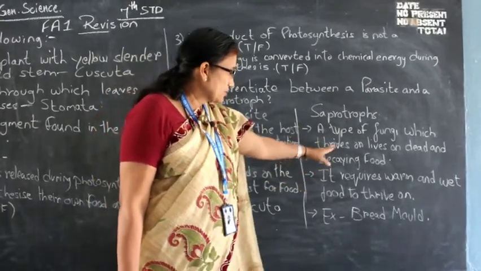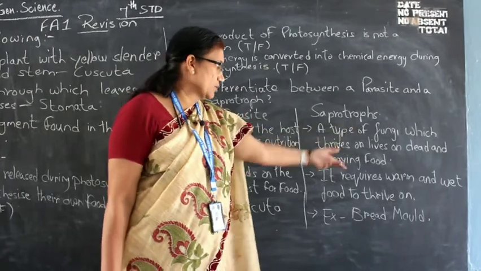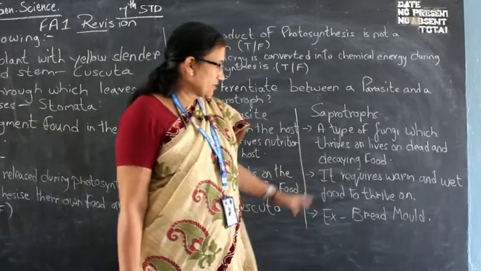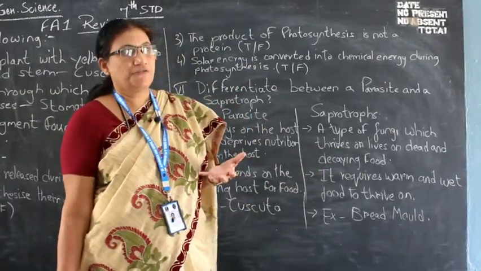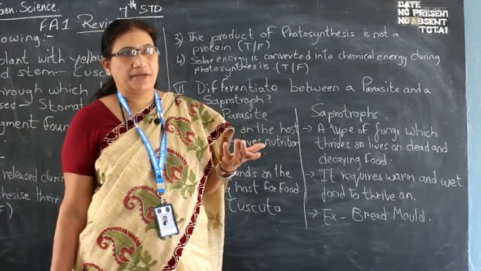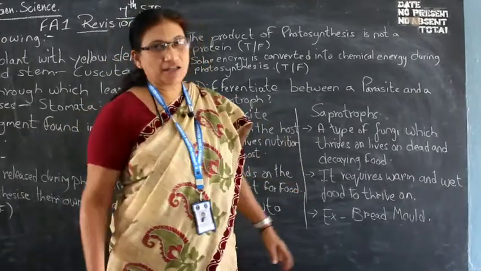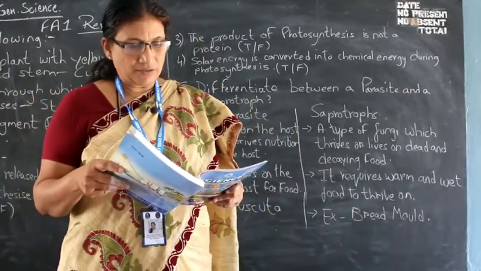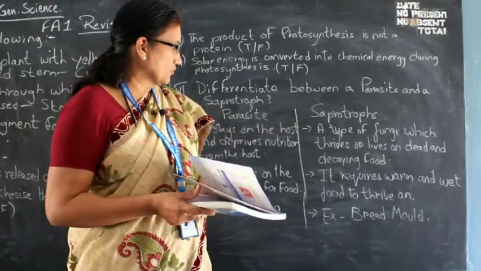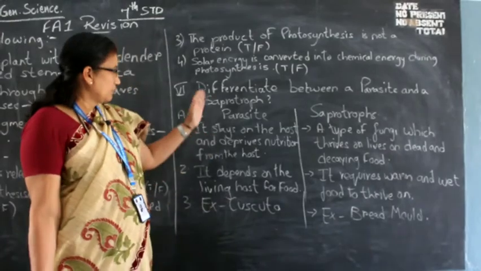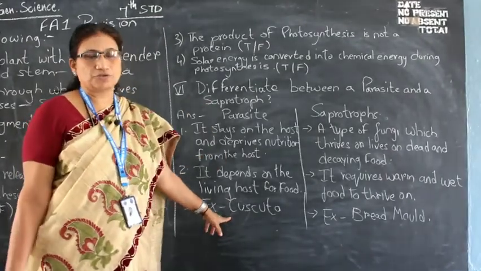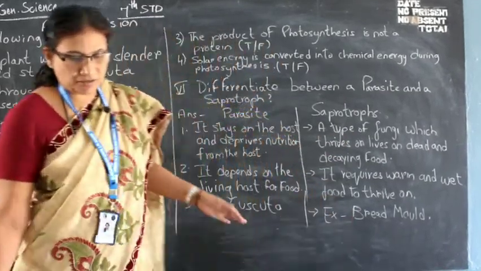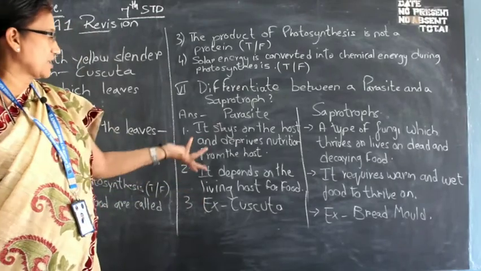Saprophytes are a type of fungi which thrive or live on dead and decaying food. It requires warm and wet food to thrive on. Means if the food is a little bit warm and a little bit wet and it's left in the open, definitely a mold or a fungi will cover the whole area of it. So that is called saprotrophs. I have given you two examples here: for parasite, I explained Cuscuta, and for saprotrophs, a bread mold. So those are the two types of examples.